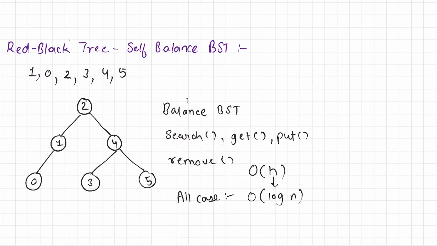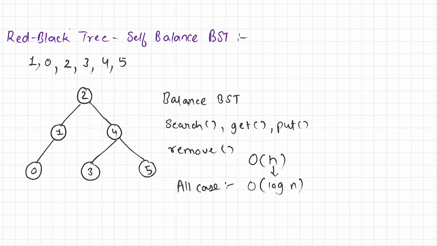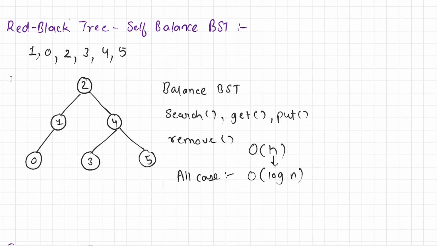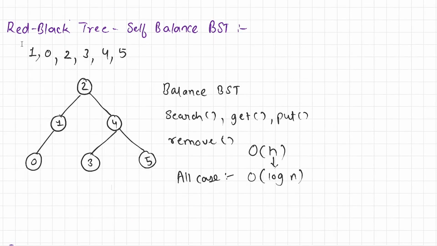So in order to solve these problems, red-black tree comes into picture. And the property of red-black tree is that it self-balances itself on all the insert and delete operations. So for example, let's say we have numbers like 1, 0, 2, 3, 4, 5. And if we create a red-black tree out of all of these numbers, we end up getting a balanced binary search tree. Now you can see that this tree is perfectly balanced. So that is why red-black trees are called self-balancing binary search tree.